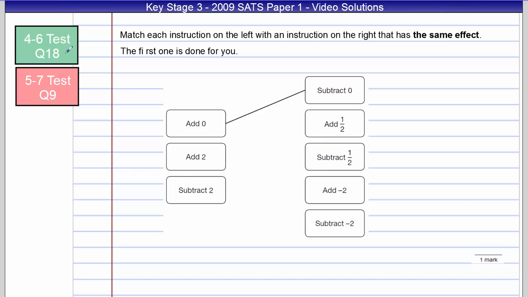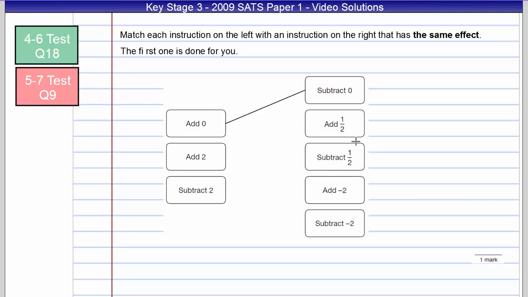Question 18 on the 4-6 test and question 9 on the 5-7 test. Match each instruction on the left with an instruction on the right that has the same effect. The first one is done for you. So they've matched up add 0 and subtract 0, the same thing. So we've got add 2.